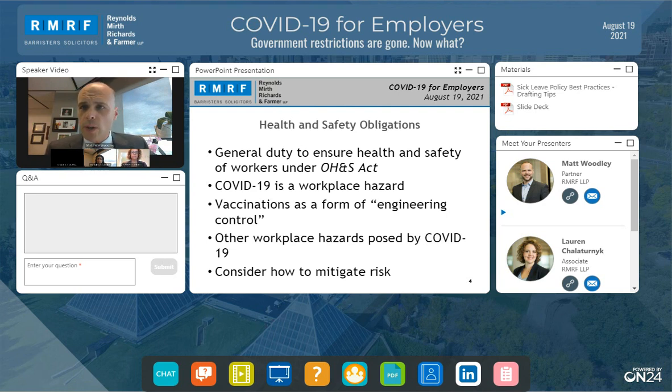Think about the ways in which you're going to reduce the risk of transmission in the workplace. And remember that ultimately you want to be able to show occupational health and safety what you did to address that risk down the road. So just like any other occupational health and safety issue, you need to be able ultimately to justify what you did and why you did it in order to reduce those risks in the workplace.